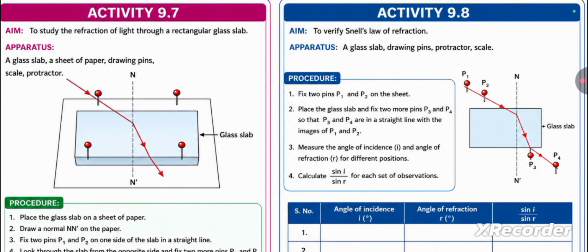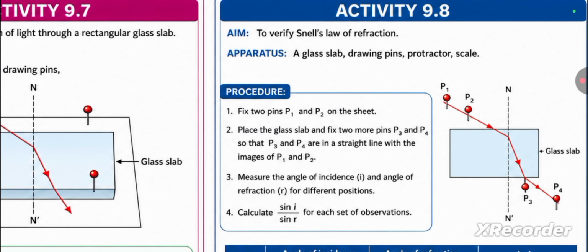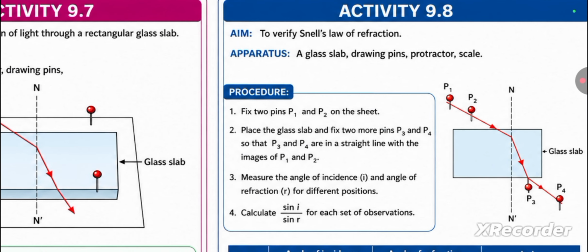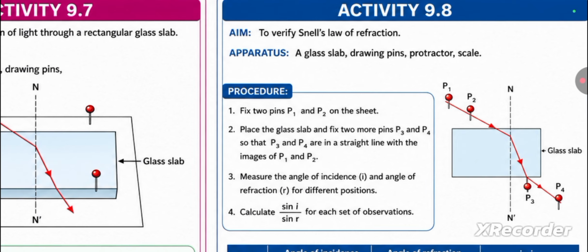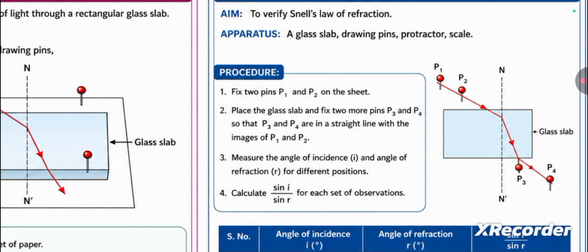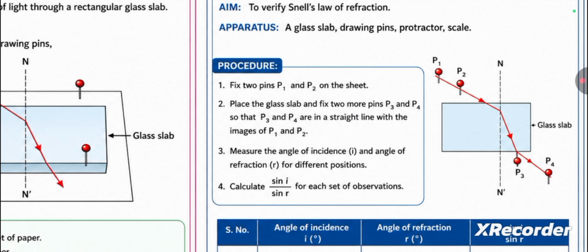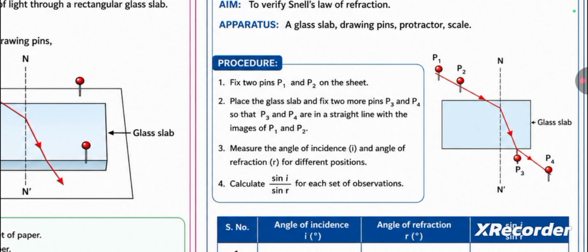And activity 9.8. Here we have to verify Snell's law of refraction. The apparatus required: a glass slab, drawing pins, a protractor and a scale. What is the procedure here? Fix two points P1 and P2 on the sheet. Place the glass slab and fix two more pins P3 and P4 so that P3 and P4 are in a straight line with the images of P1 and P2. Measure the angle of incidence I and angle of refraction R for different positions.